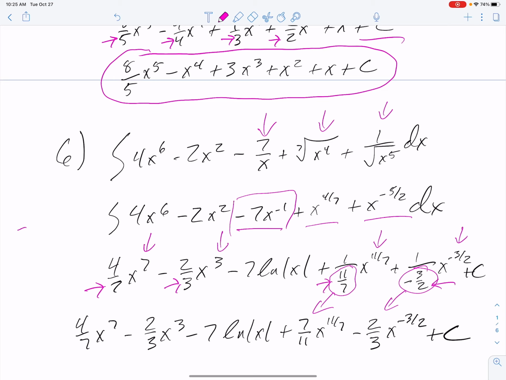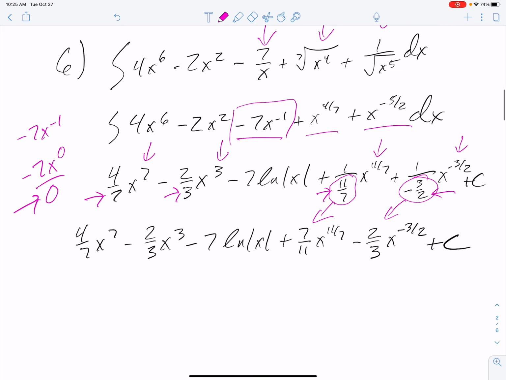Now, for the negative 7 x to the negative first, if you try to do the anti-power rule and you add 1 to the exponent and divide by that new exponent, you're dividing by 0. Division by 0 is not allowed. So what we've discussed is this should be kind of a red flag and tell you that something unique is happening.